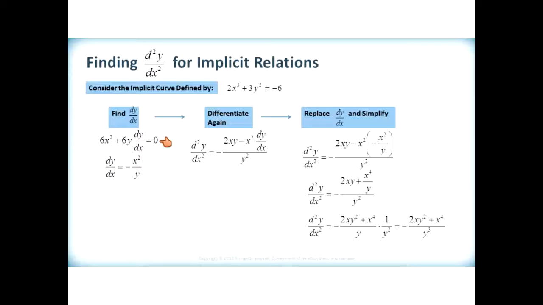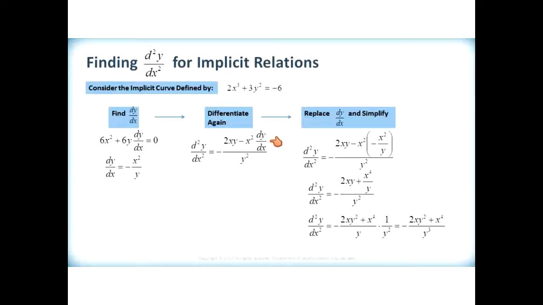A quick algebraic rearrangement gives us dy/dx equals negative x squared over y. The next thing we have to do, if we want to find the second derivative, is differentiate again and see what happens. This is going to require a quotient rule. Remember that when we differentiate the denominator in the second term of our quotient rule, we have this dy/dx sticking around. So what this creates is something like a differential equation, because we have a derivative inside our equation for the second derivative. And that's a bit messy, so we don't like to have that.